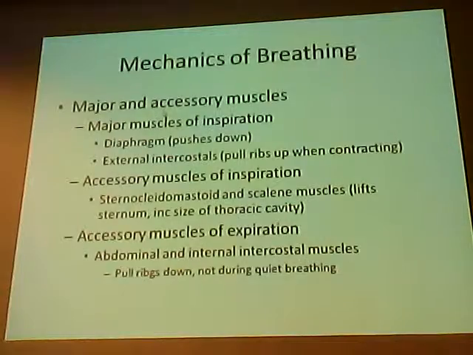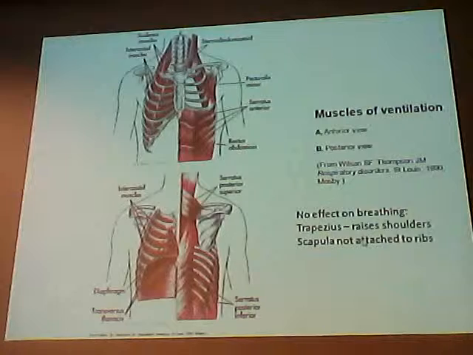Mechanics of breathing, so you've got accessory muscles. You've got muscles like the diaphragm and intercostal muscles that move your ribs when you're breathing in, but when you're breathing out, you don't move the ribs. It's only during active expiration. So accessory muscles typically aren't used unless you're actively breathing out.